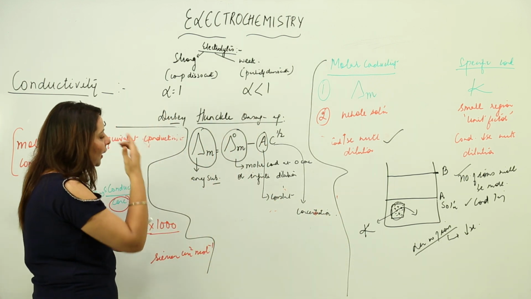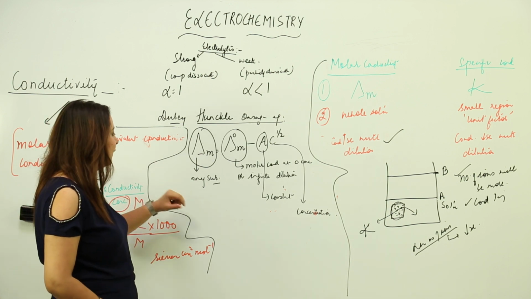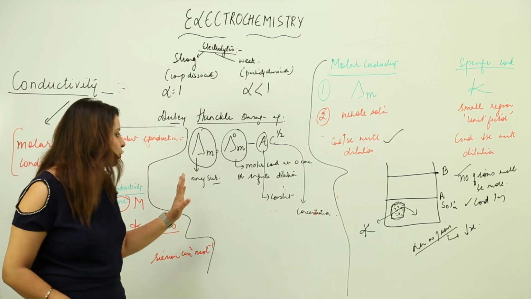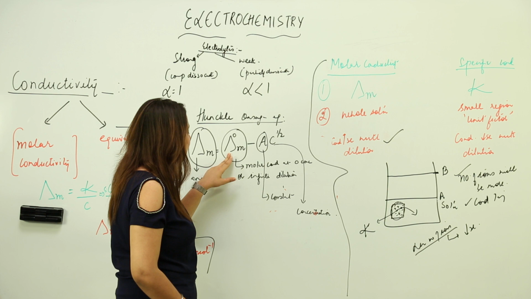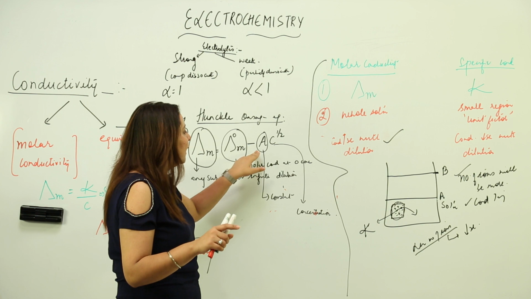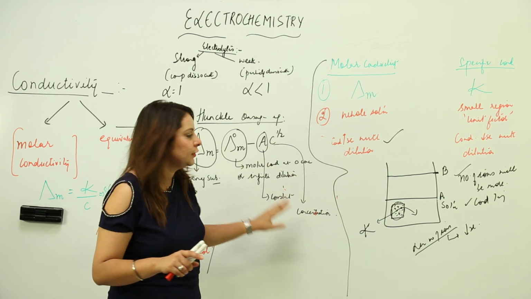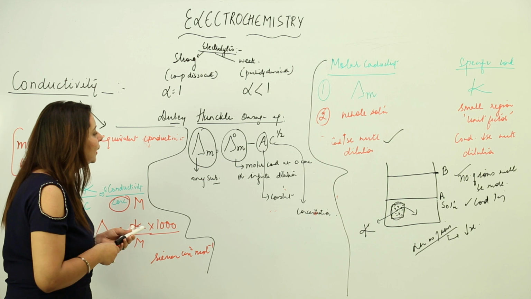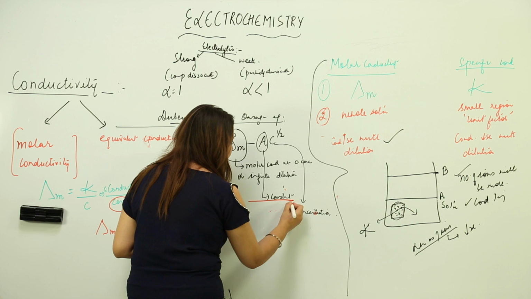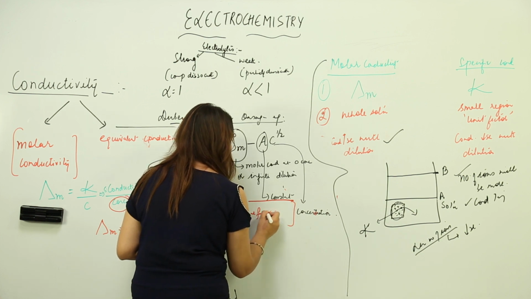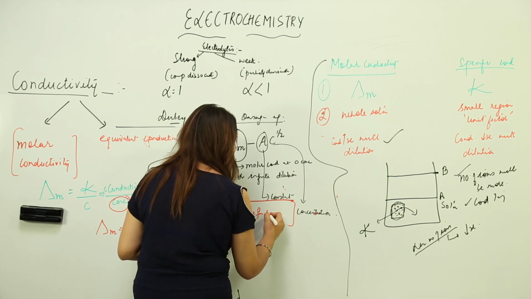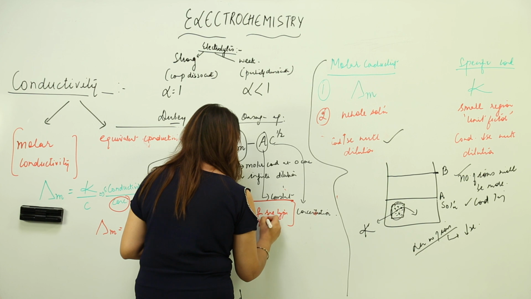Again, let me go over the symbols. Lambda m is the molar conductivity for any substance, maybe a strong electrolyte, maybe a weak electrolyte. Lambda naught m is the molar conductivity at zero concentration, or at infinite dilution. A is a constant and C is the concentration. So we have this expression. Now, what is the value of this A? The value of A is the same for the same type of electrolytic solutions.